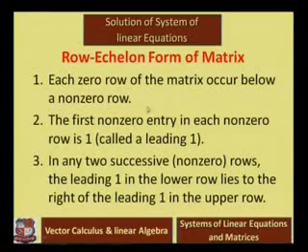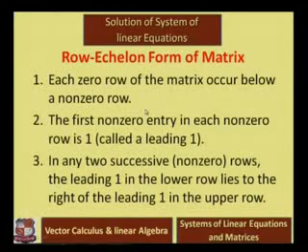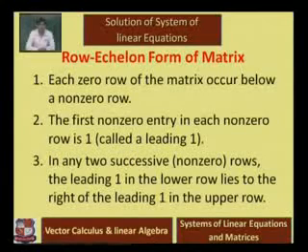Row equivalent form of a matrix. What is row equivalent form? If any matrix satisfies these three conditions, then we say that the matrix is in row equivalent form. First condition, each zero row of the matrix occurs below the non-zero rows. Second condition, the first non-zero entry in each non-zero row is 1, and that 1 is called a leading one. And the third condition, in any two successive non-zero rows, the leading one in the lower row lies to the right of the leading one in the upper row.